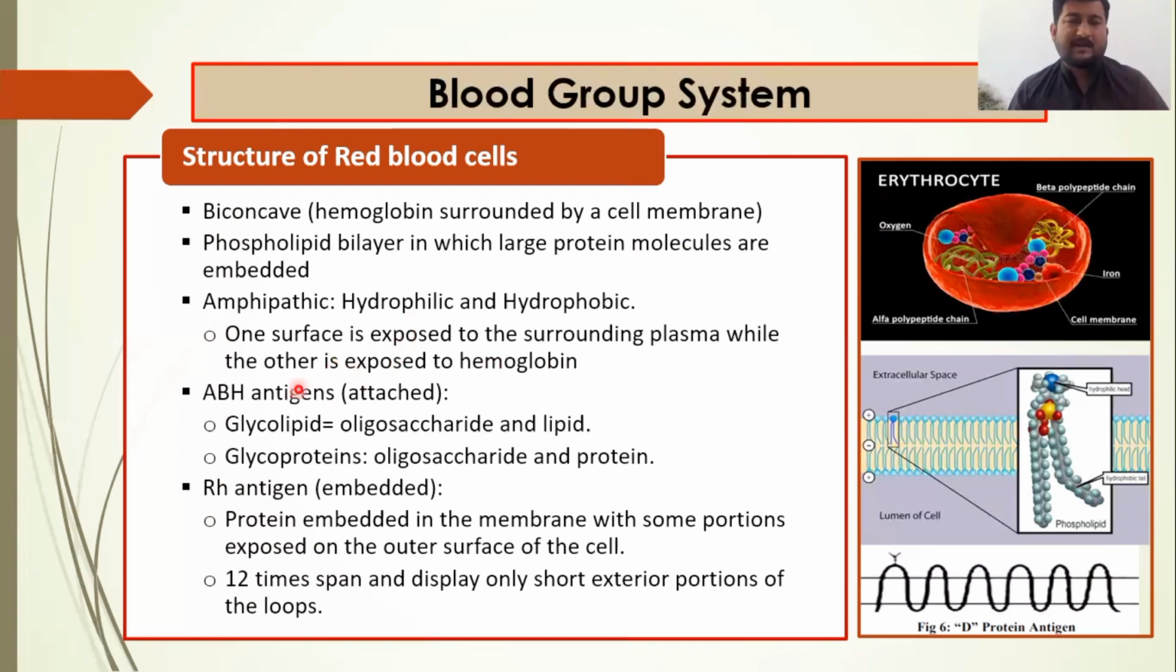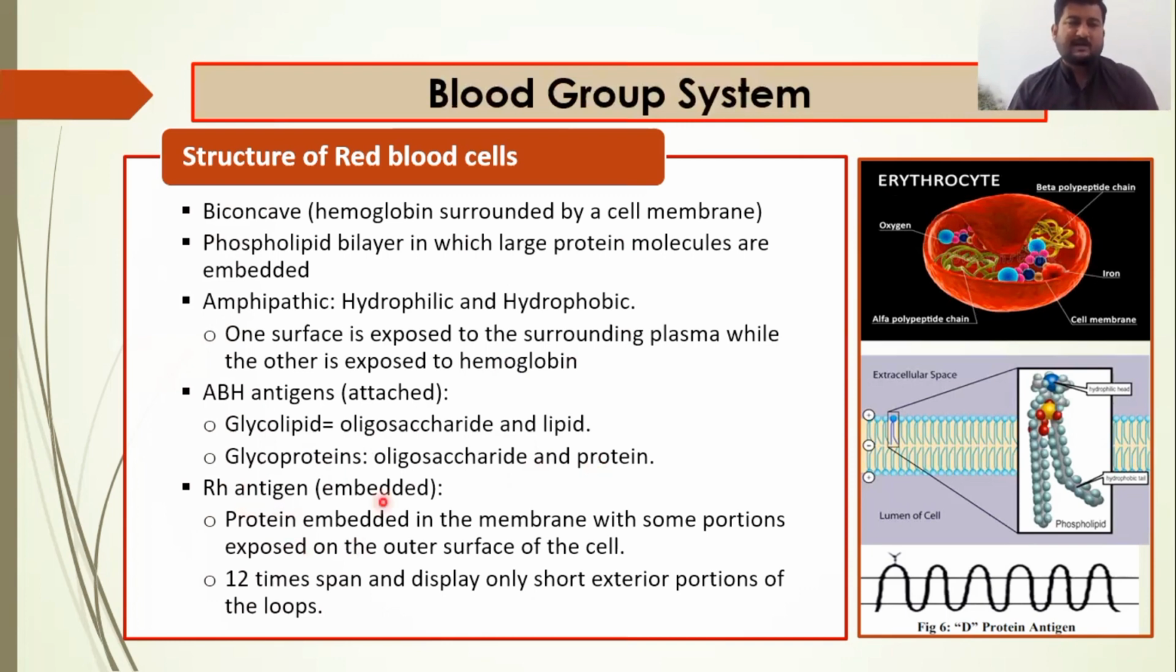So the antigens can be attached over the cell membrane or be in embedded form inside it. Here you can see in this diagram the RH antigen. The two lines represent the phospholipid bilayer, and the RH antigens are embedded in the cell membrane. So the RH antigens are present in embedded form, but the ABH antigens are oligosaccharide chains that are attached over the cell membrane. Glycolipids mean oligosaccharide and lipids. Glycoprotein means oligosaccharide and proteins.